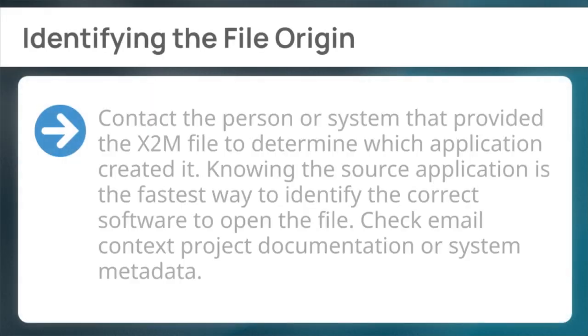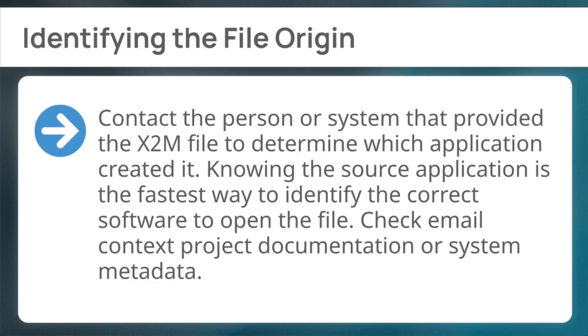First, identifying the file origin. Contact the person or system that provided the X2M file to determine which application created it. Knowing the source application is the fastest way to identify the correct software to open the file. Check email context, project documentation, or system metadata.